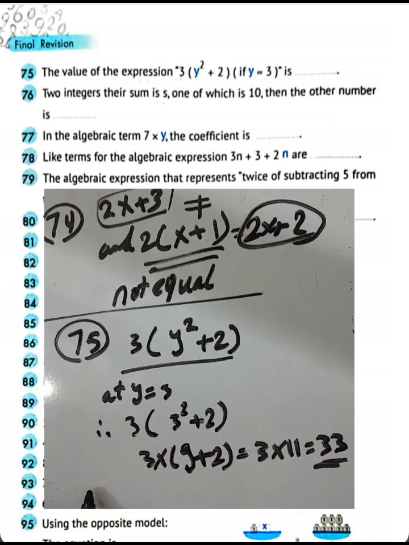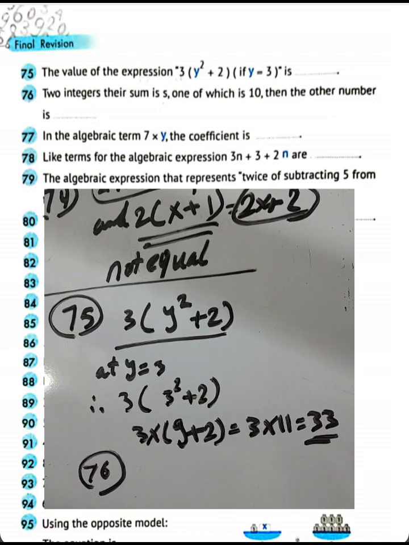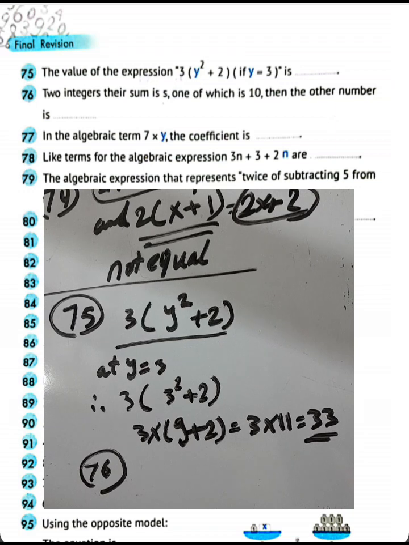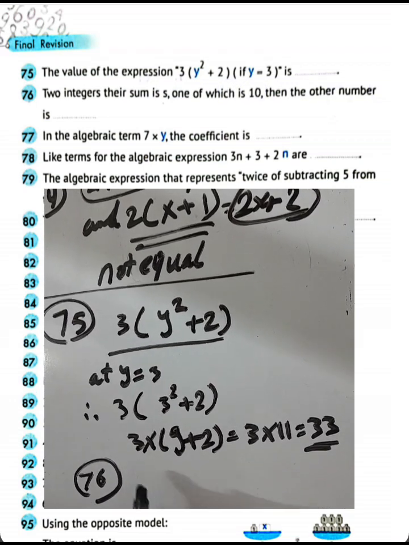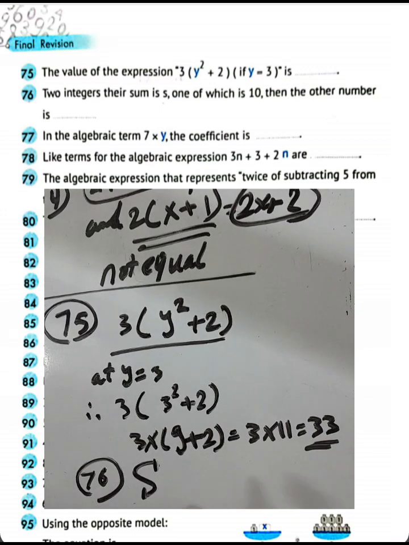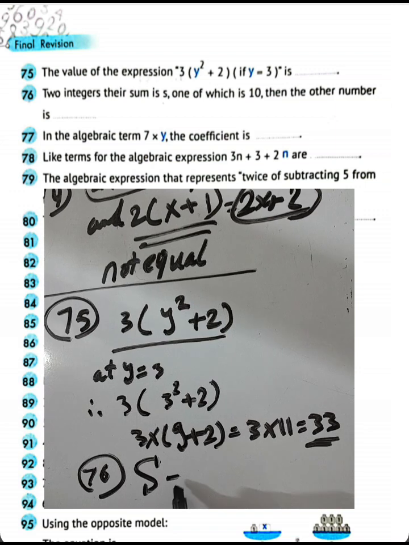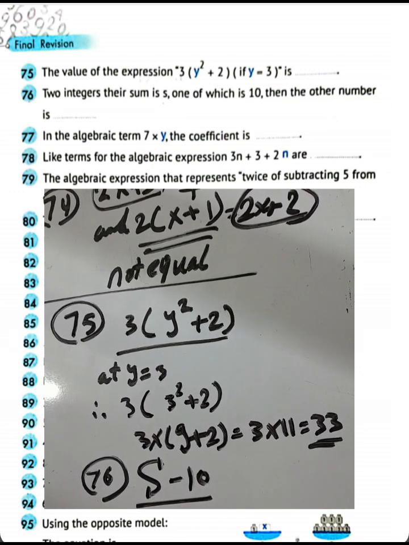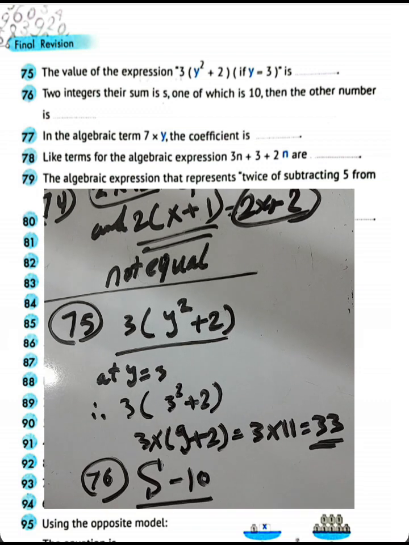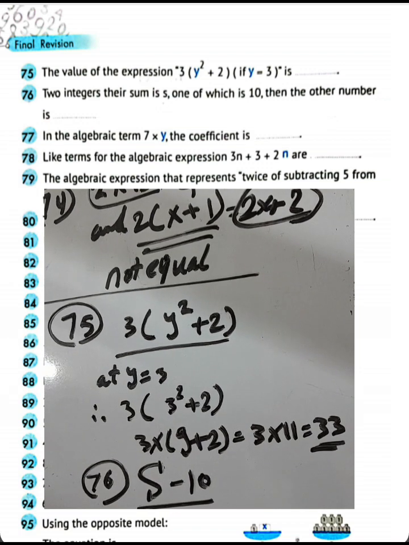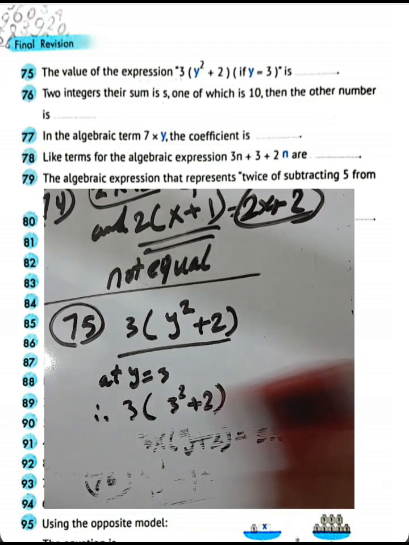Question 76. Two integers, their sum is s, one of which is 10. Then the other number, we can write the sum s subtract the first number 10. So the result will be s minus 10. Understood? s minus 10 is the answer to question 76. Next, question 77.